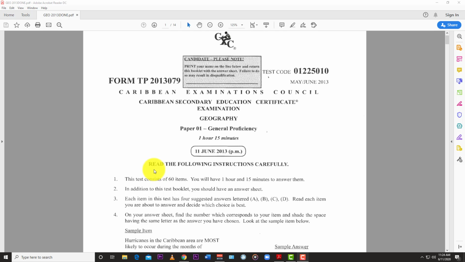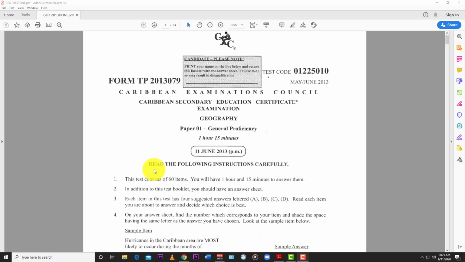We have the May-June 2013 Geography Paper 1 for CSEC. So that's the May-June 2013 Geography Paper 1 for CSEC, and this answer sheet was given to me by a member of my geography department. I'm just here to upload and give you guys an idea as to what you might expect on a Paper 1 for geography.